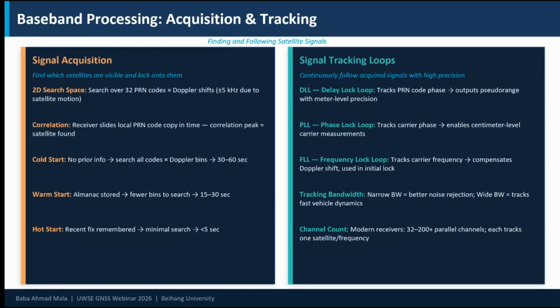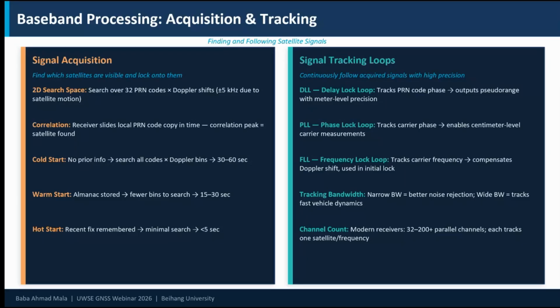Then next is the cold start. It does not include any prior information, so it searches all the codes plus Doppler bins, which takes about 30 to 60 seconds. There is also a warm start with an almanac stored, which has fewer bins to search. Signal tracking loops continue to follow acquired signals with high precision.